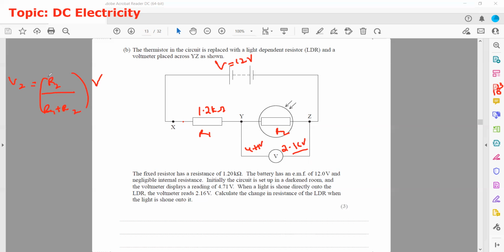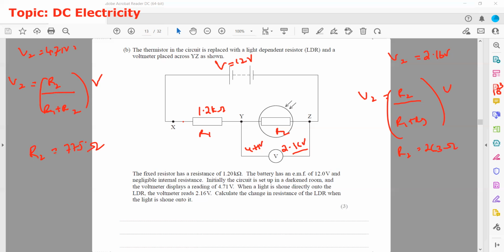The value of V2 will change. First we take the value of V2 as 4.71 volts, and then for the second part we use the same formula, V2 equals R2 divided by R1 plus R2, times the combined voltage V. This time we take the voltage as 2.16 and find the value of R2, and how much increase there is. We get the value of R2 by substituting V2 and V as 12. This gives us 775 ohms, and when we solve for the other one, R2 will be 263 ohms.